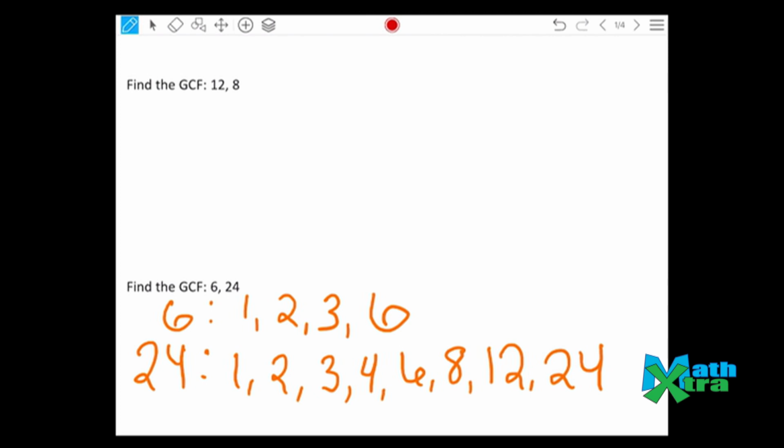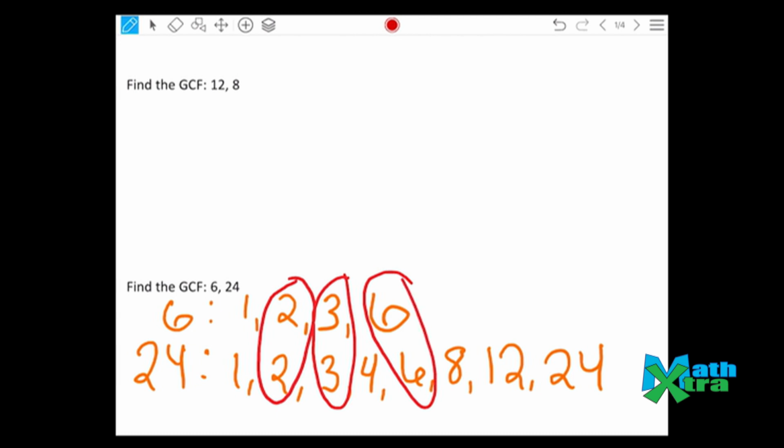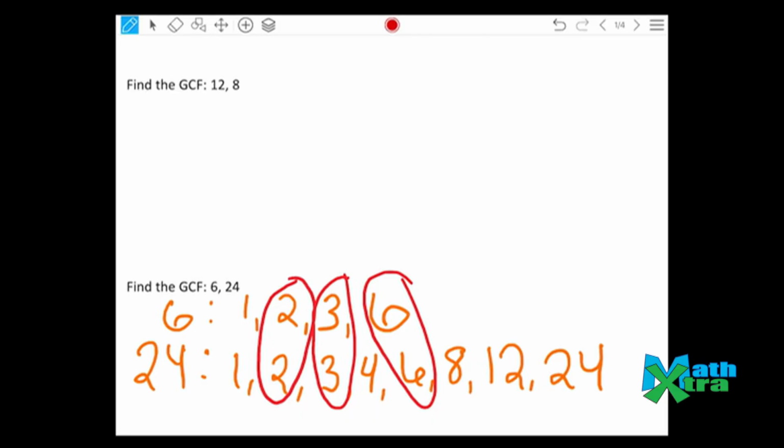Let's circle all of our factors that we have in common. First, we have 2, then we have 3, and then we have 6. Remember, it's not asking for the common factors, it's asking for the greatest common factor. And that is the skill we are working on today. The greatest common factor of 6 and 24 equals 6. Alrighty, let's try another one.